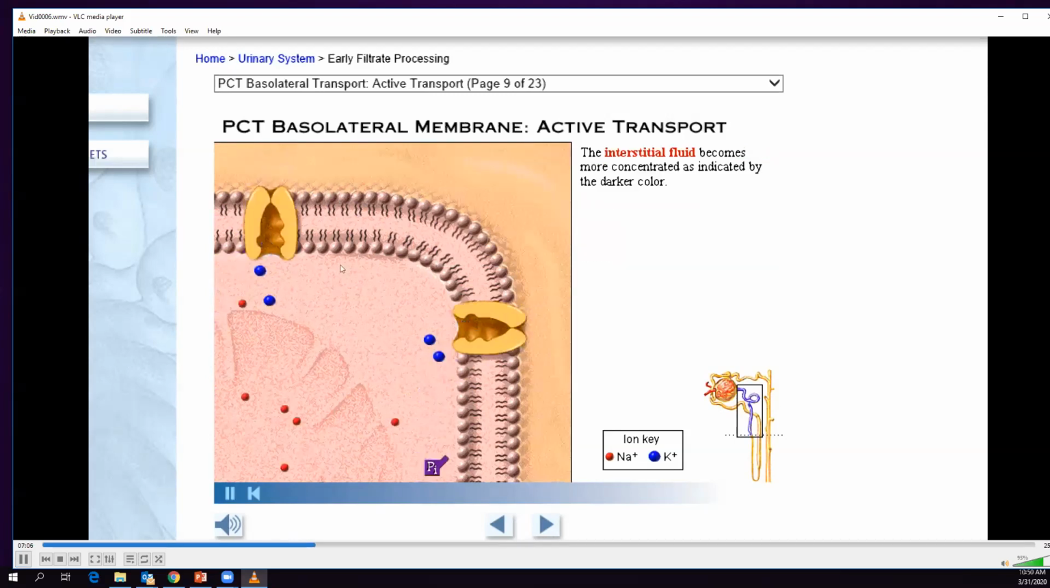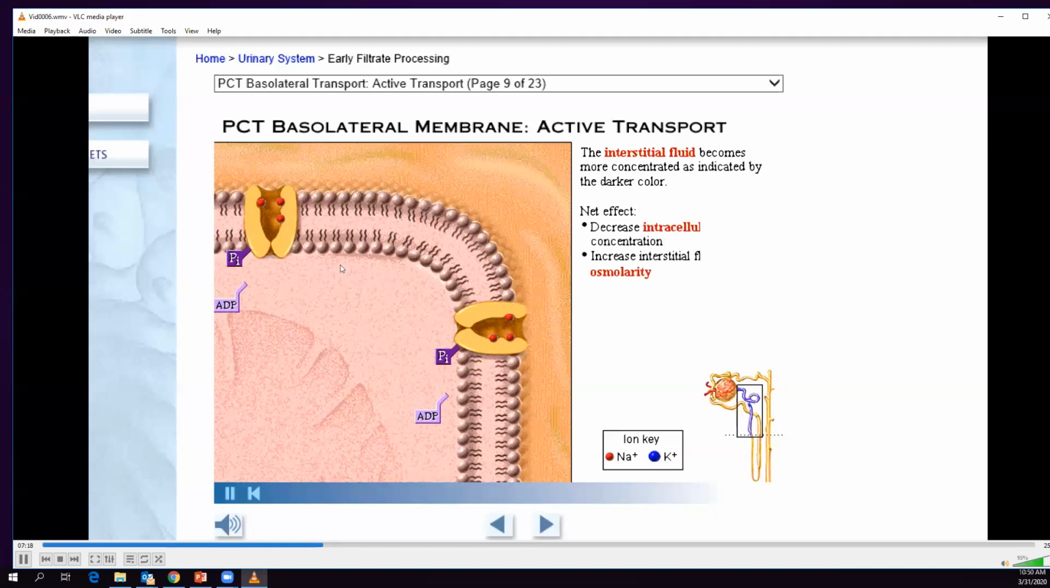Watch what happens to the fluid in the interstitial space as a result of the ion pump's activity. Notice that the interstitial fluid is becoming more concentrated, as indicated by the darker color. The net effect of the ion pump's activity is to decrease the sodium ion concentration inside the cell and increase its concentration outside the cell, thereby increasing the interstitial osmolarity. However, this increased osmolarity around the PCT soon draws water from the tubule, decreasing the interstitial osmolarity again. And together, the water and solutes diffuse passively into the peritubular capillaries and are carried away.